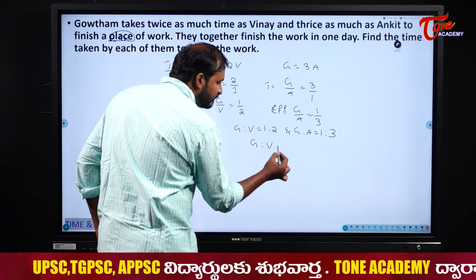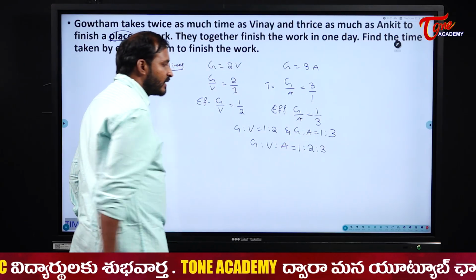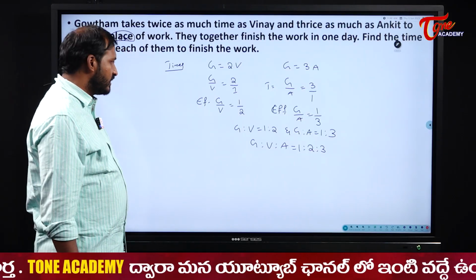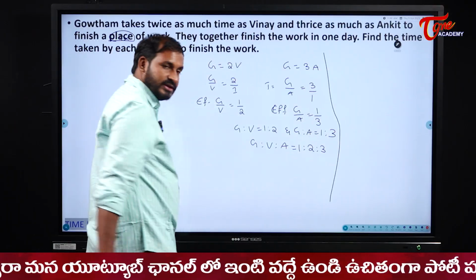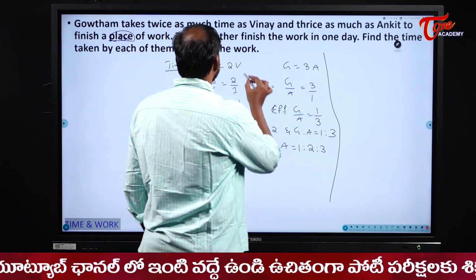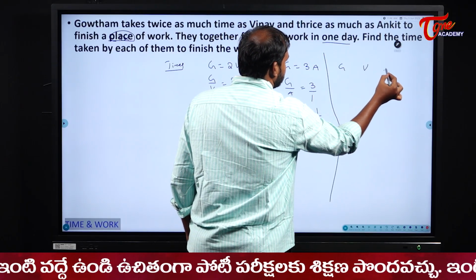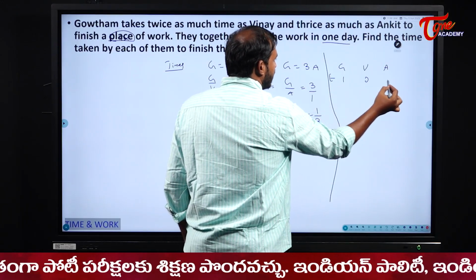So, Gautam is to Vinay is to Ankit will become 1 is to 2 is to 3. 1 is to 2 is to 3 are their efficiencies ratios. So, that means now first this is very, very important. This is done. We are done with this one. Now Gautam, Vinay, Ankit. What are their efficiency, students? Gautam efficiency is 1, Vinay is 2 and Ankit is 3.